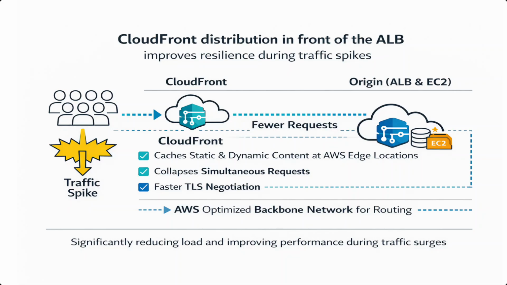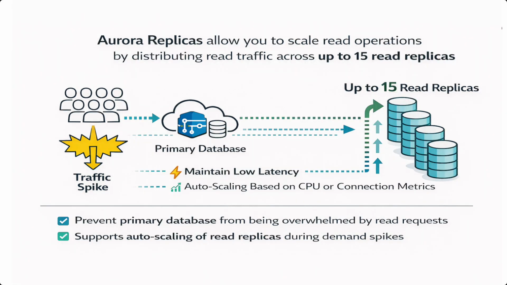CloudFront distribution in front of the ALB improves resilience during traffic spikes by caching static and dynamic content at AWS edge locations globally, which reduces the number of requests reaching your application load balancer and EC2 instances. CloudFront also collapses simultaneous requests for the same content before forwarding to the origin, provides faster TLS negotiation for distant users, and uses AWS's optimized backbone network for routing, significantly reducing load and improving performance during traffic surges.